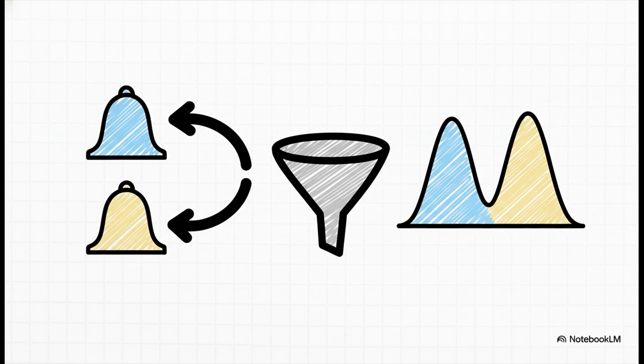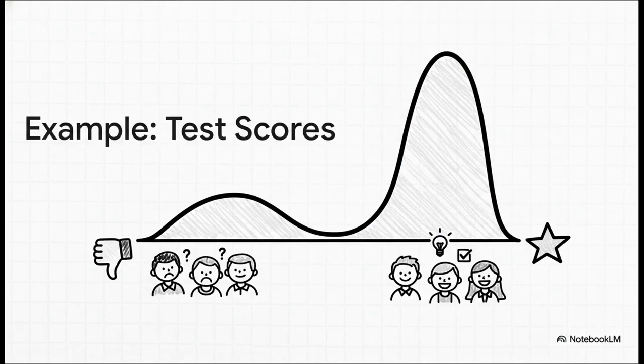You thought you were measuring one thing, but you were actually measuring two. And just taking the average of those two is totally meaningless. It's worse than useless, it's misleading. Let's use a classic example to make this real.